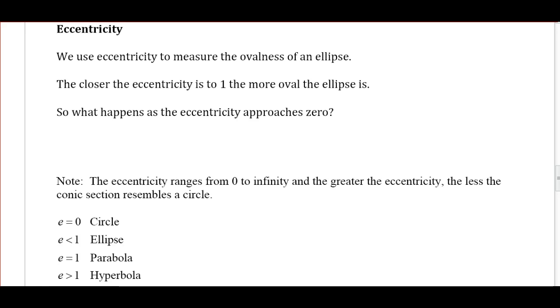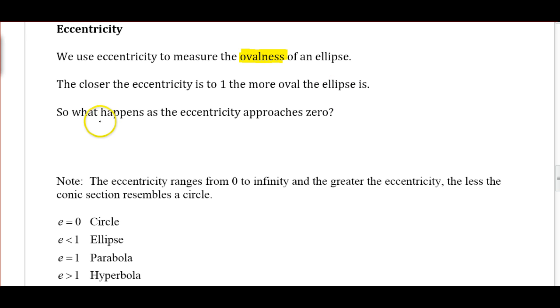We're finishing up section 9.2 on ellipses, and the last thing we want to talk about here is eccentricity. When we talk about this, really what we're talking about is the ovalness of an ellipse, and we have a way to measure it, if it's more circular or if it's more oval. The closer the eccentricity is to 1, the more oval the ellipse is. So if it's more elliptical as we approach 1, what's going to happen as the eccentricity approaches 0?